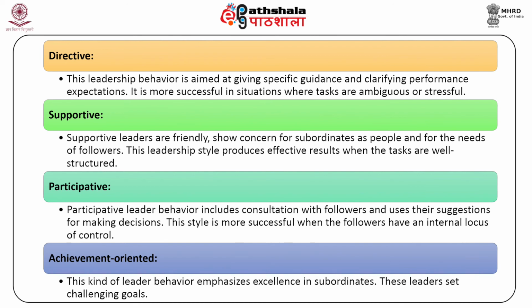The third is the participative leader. Participative leader behavior includes consultation with followers and uses their suggestions for making decisions. This style is more successful when the followers have an internal locus of control. And the fourth is the achievement oriented. This kind of leader behavior emphasizes excellence in subordinates. These leaders set challenging goals. This theory suggests that leaders are flexible and that the same leaders can display any or all leadership styles.